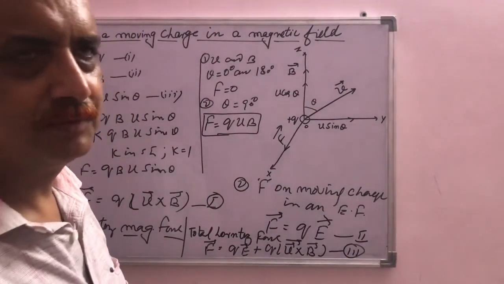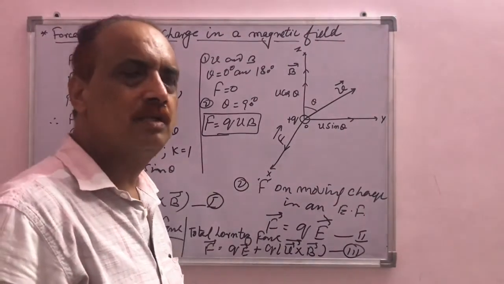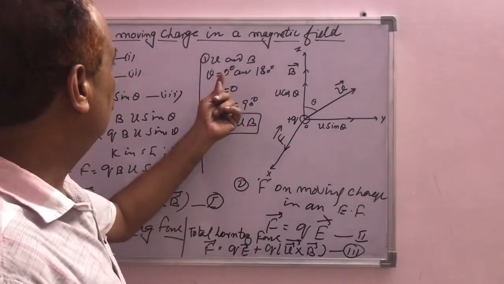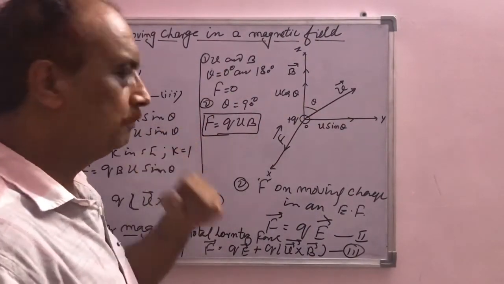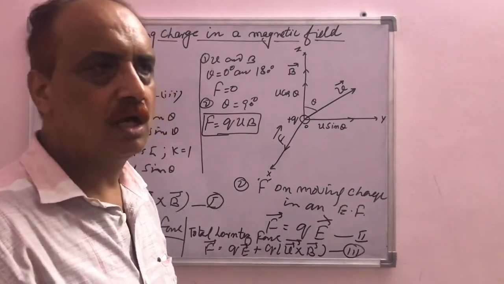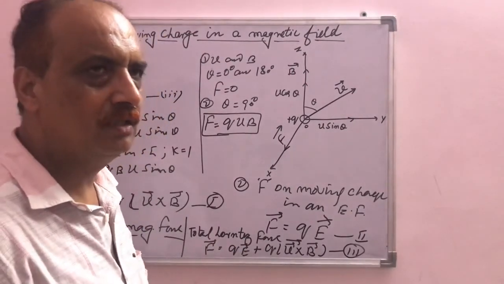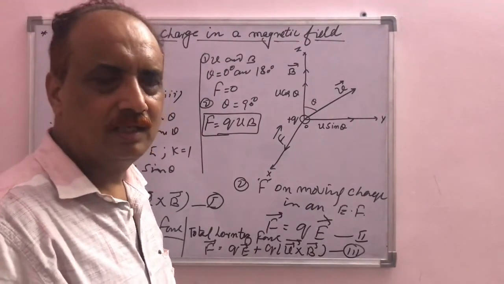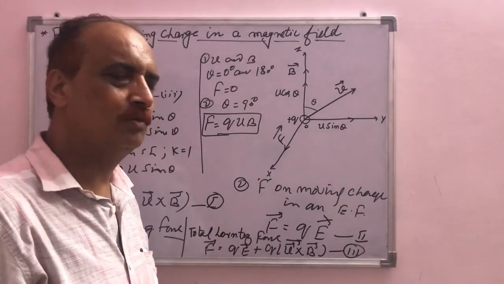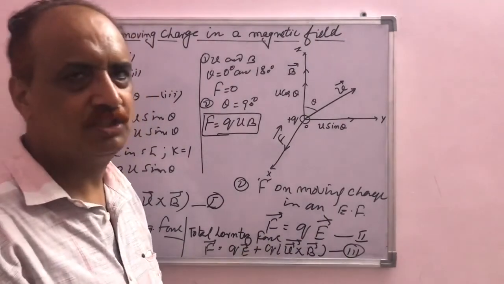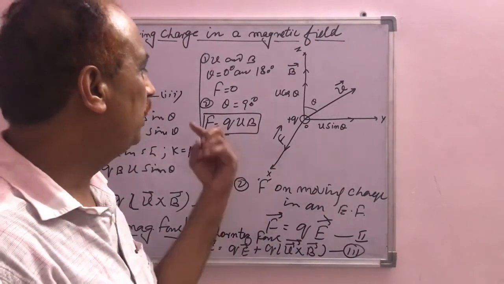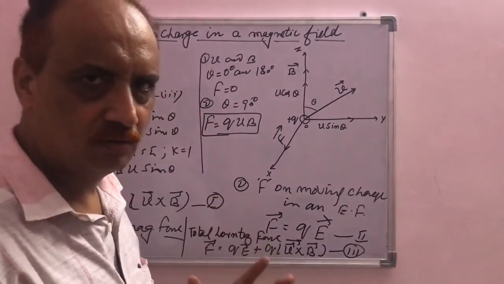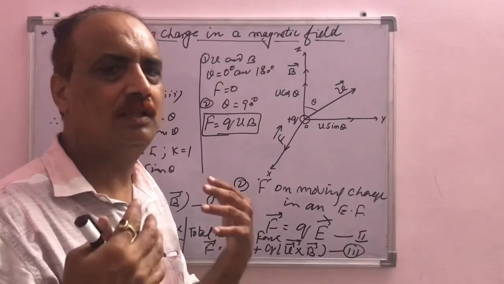Okay, after that in the next video we will discuss the case when the velocity and B are both perpendicular to each other, how much force is acting, what will be the path followed by the charged particle, and then the time period, how much time is taken to complete one revolution by the charged particle in the magnetic field. Okay, you will see that in the next video.